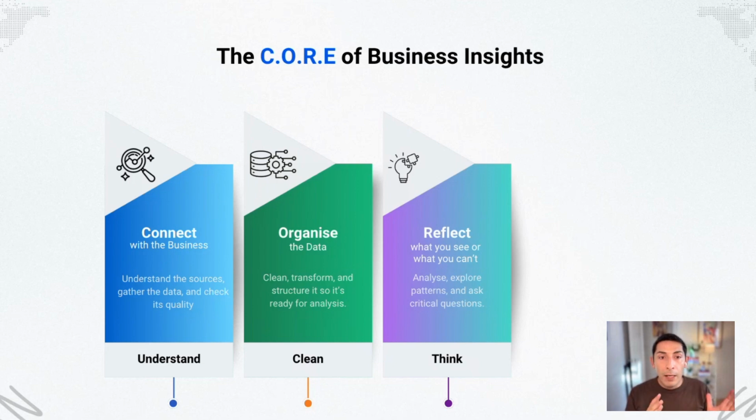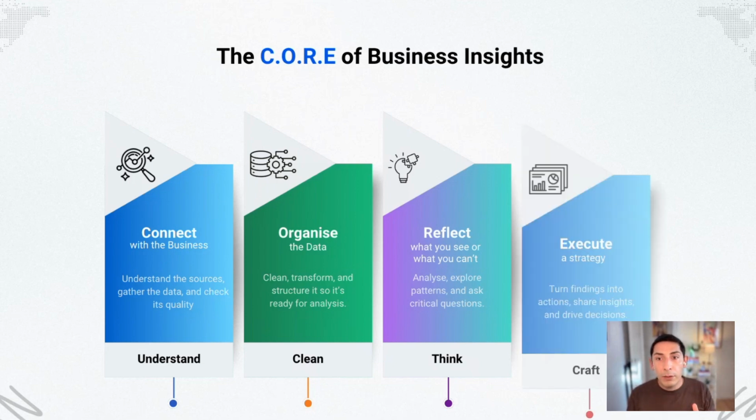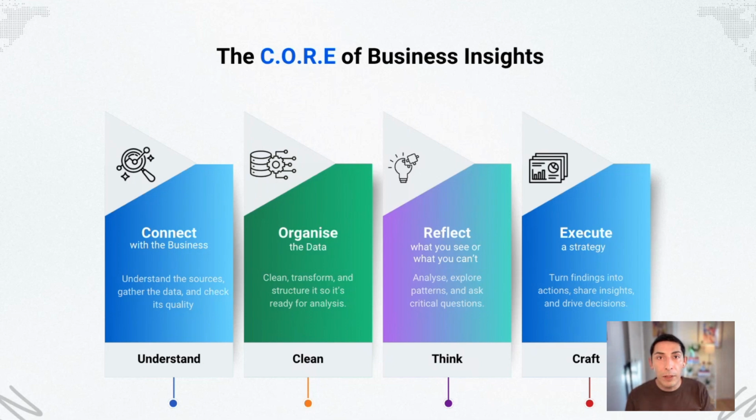Having those three elements will allow us to create an execution of a strategy on what we'll be doing with the data. So having this core concept to create business impact and business insights will help us have an organized way to approach the problem of data analytics. So connect with the data, organize the information that you have, reflect on what you have seen, and create a plan to create insights or a way the business will benefit from all you have discovered.